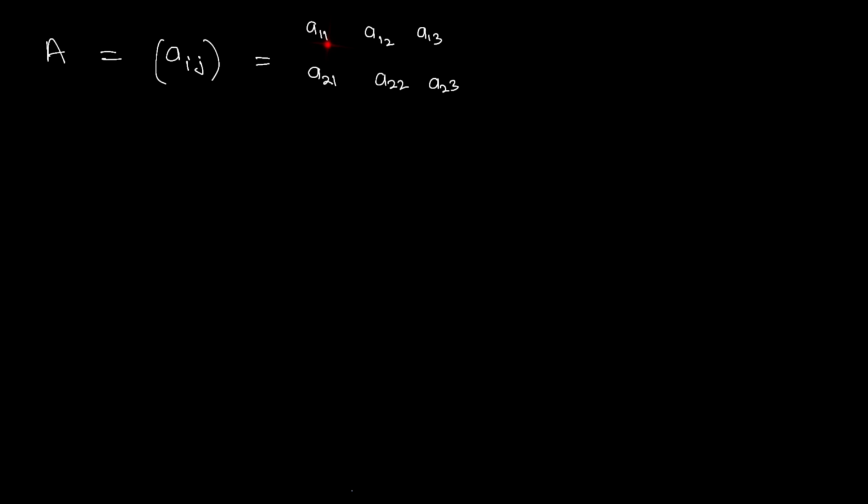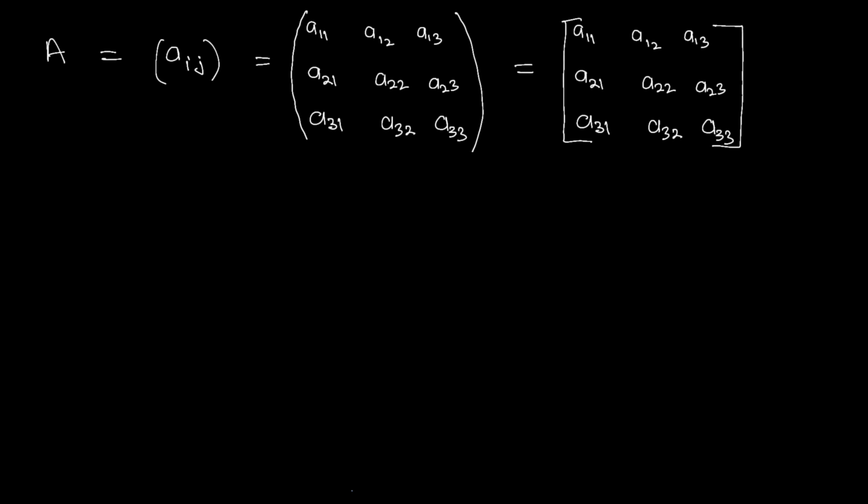Row 1, column 1, row 1, column 2, row 1, column 3. That's what this number stands for, ij. A31, A32, A33. So the numbers are subscript. So that's a subscript, subscript, subscript. And we do that. All right, you might see matrices being written like that as well, using square brackets.